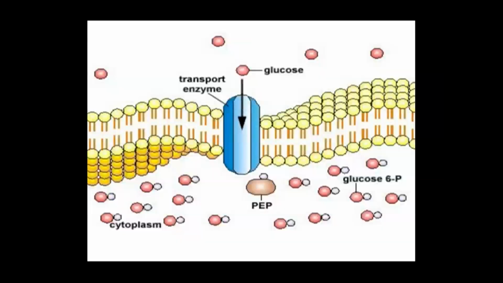Some group translocation system is there. What is group translocation? Suppose the glucose is entering within the cell.